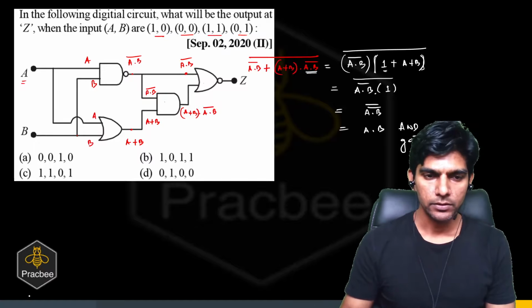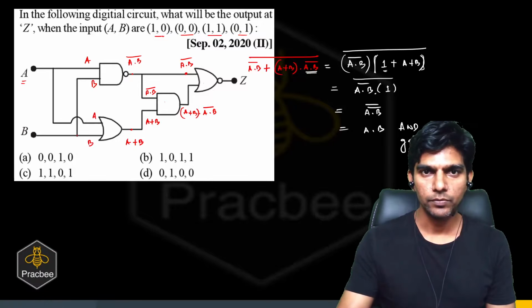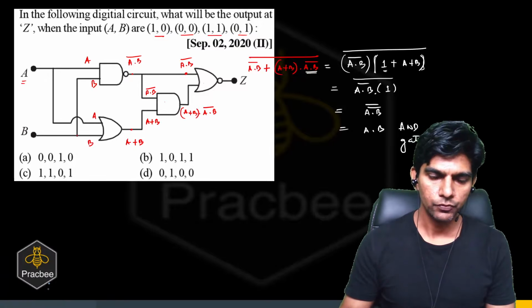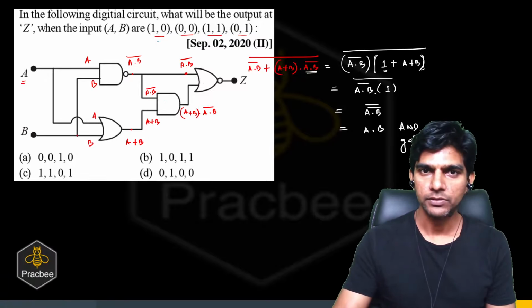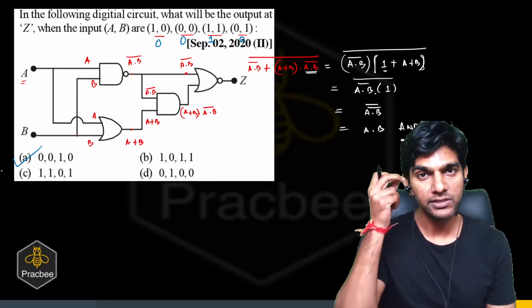So if it is an AND gate, for 1 0, we will get 0. For 0 0 we'll get 0. For 1 1 we'll get 1. For 0 1 we'll get 0. So it will be option A. I hope the concept is clear.